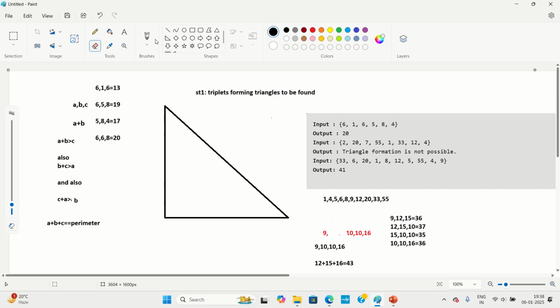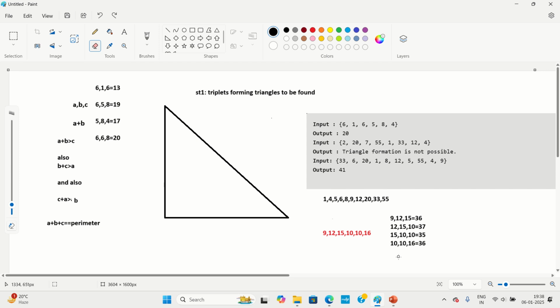Before this, we can take other examples. 10 plus 10 is 20, and 16, it is forming. Okay, let us form some other examples. Say suppose these are the true triplets: 10, 10, 16. In this case, we were lucky, so we got only one output. But say suppose 36 was our largest perimeter. In that case, we would have got this one, 10, 10, and 16. Fine.